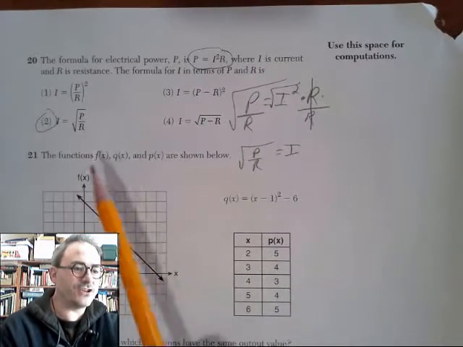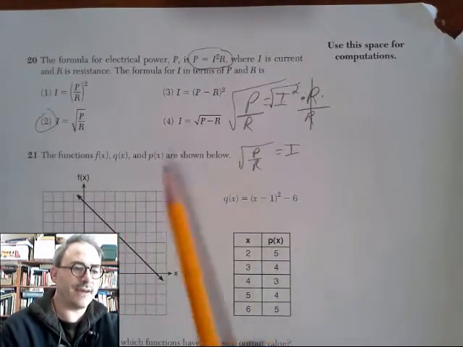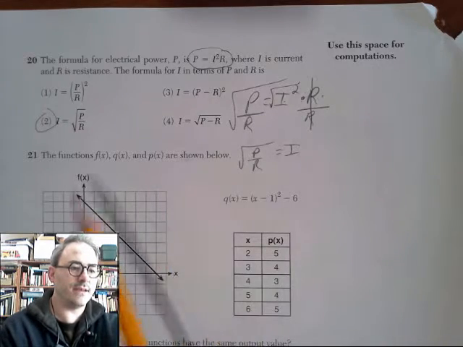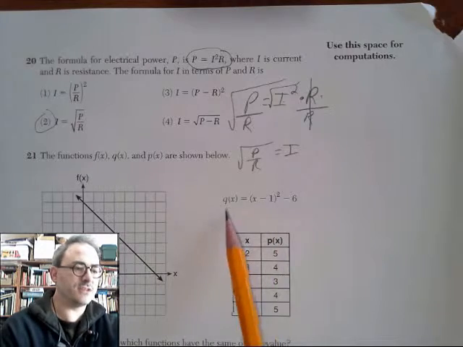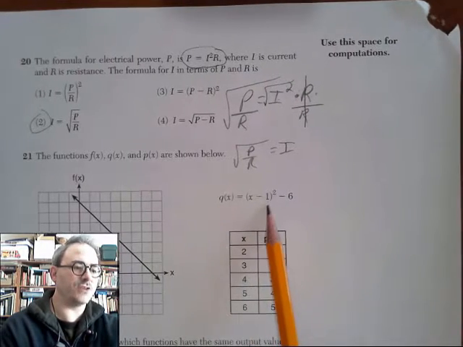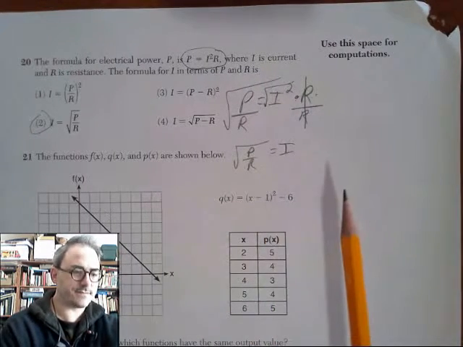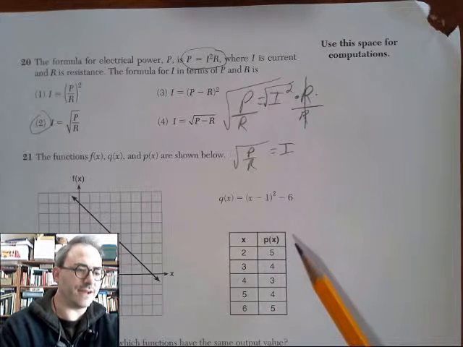Okay. The functions f of x, q of x, and p of x are shown below. Here's my f of x. It's a line, a linear function. Here's my q of x. This could be a quadratic. And here's p of x.